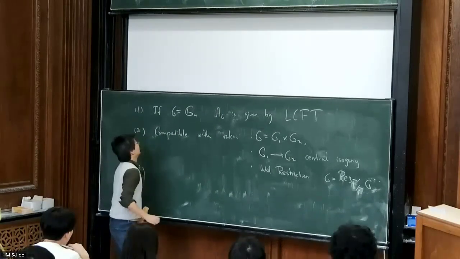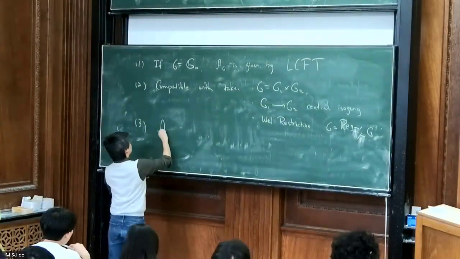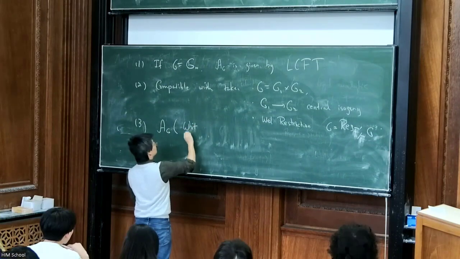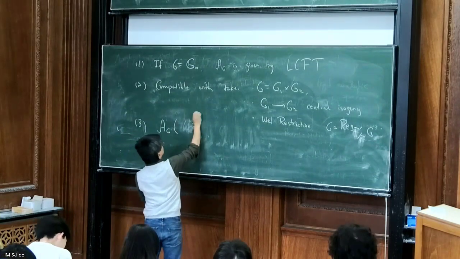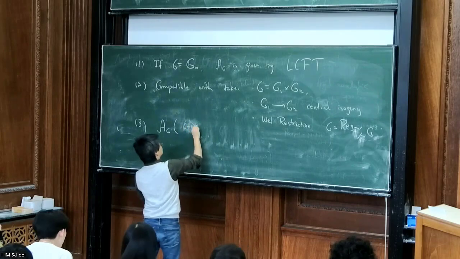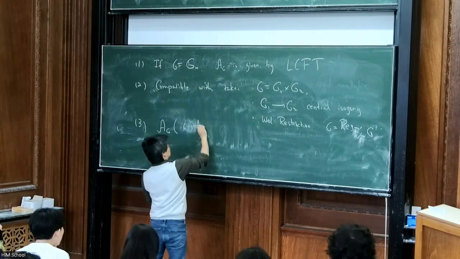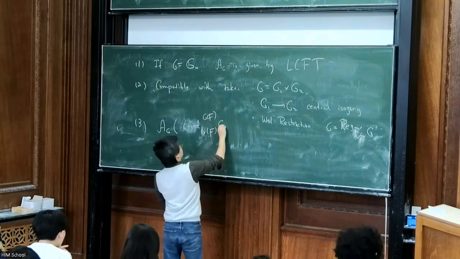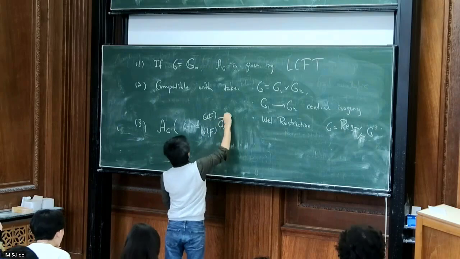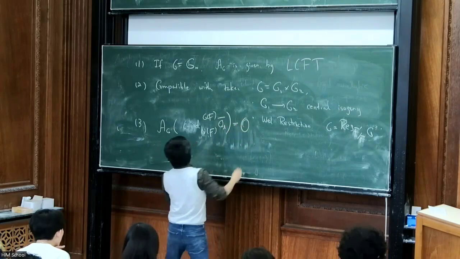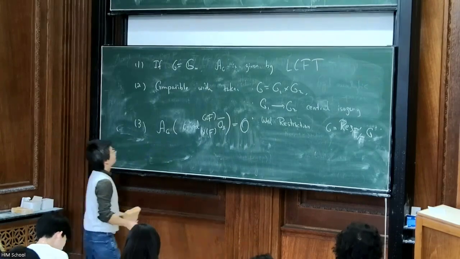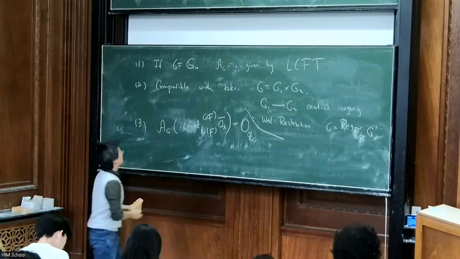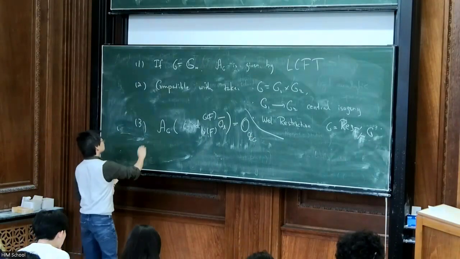Condition three: it will send the so-called Whittaker comodules, basically the compact induction from U(F) to G(F) of the character psi, to the structure sheaf. Okay, this needs a little bit of explanation. I will do it later.